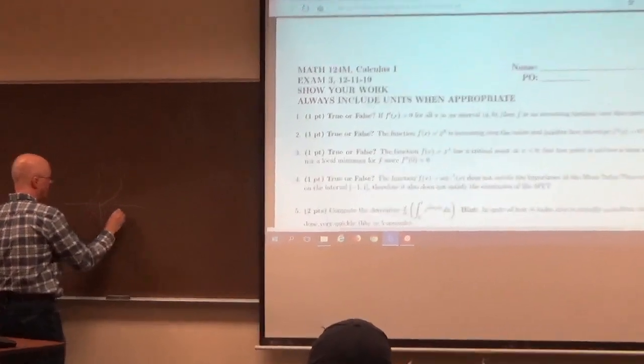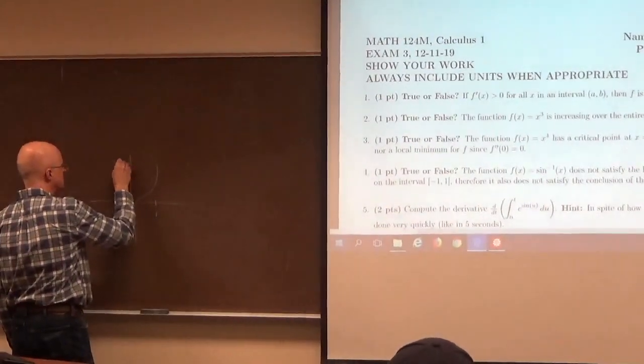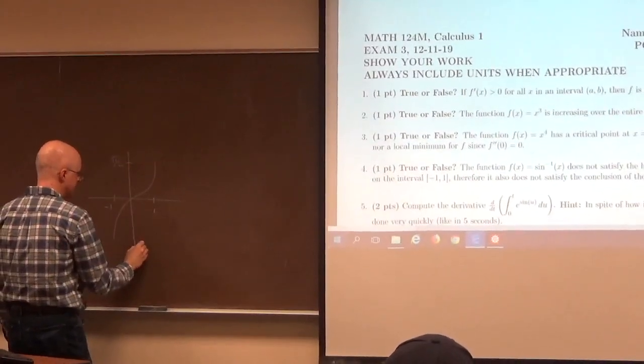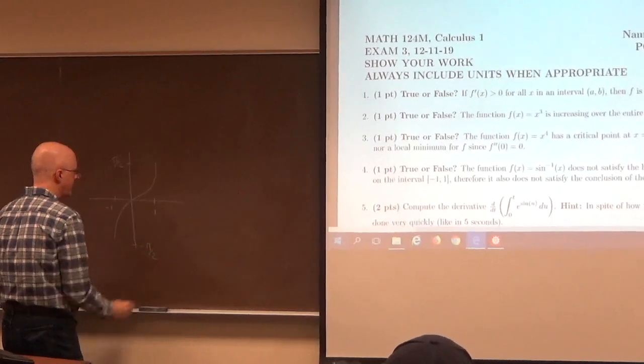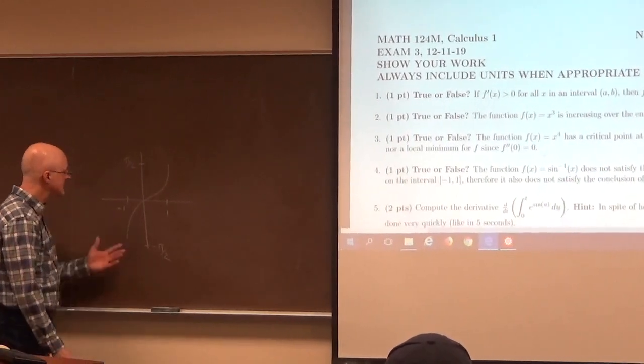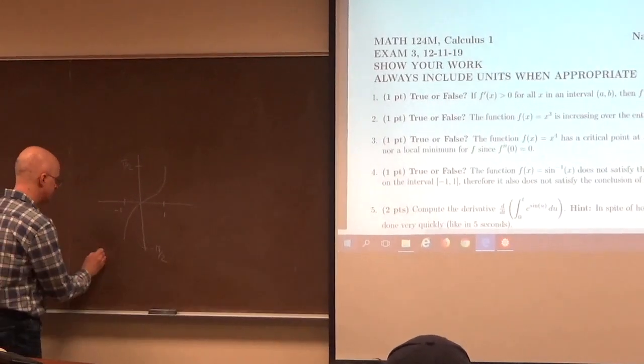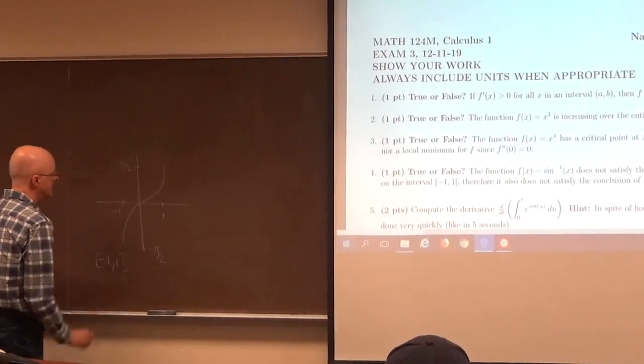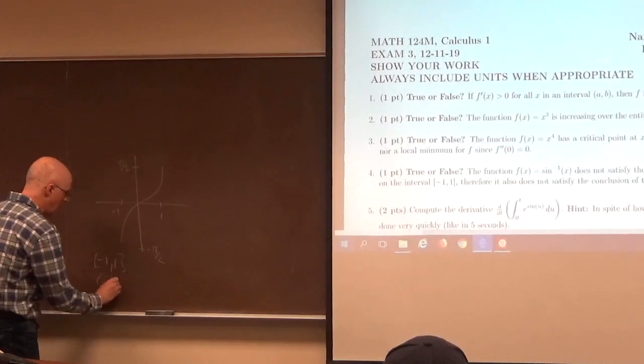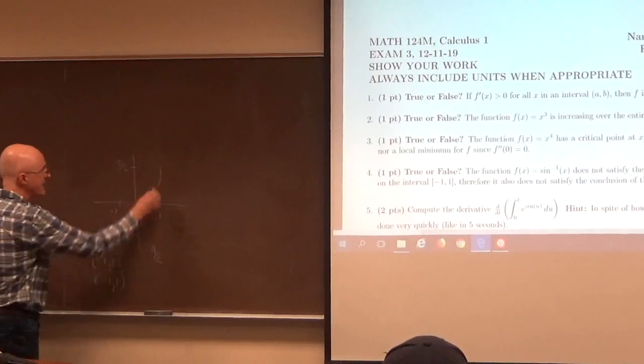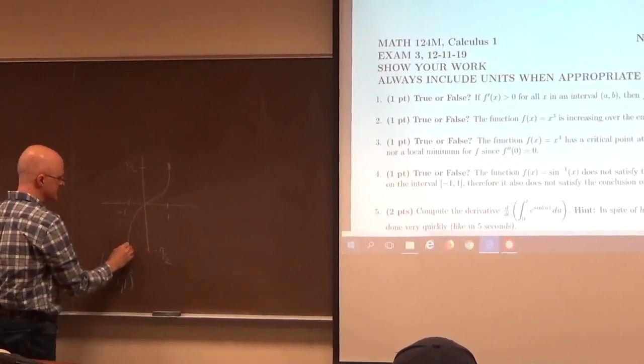From -1 to 1, that's the domain. The range or image is from -π/2 to +π/2. This is continuous over the entire closed interval from -1 to 1. It's also differentiable on the open interval. It's not differentiable at the endpoints. You've got vertical tangents there.